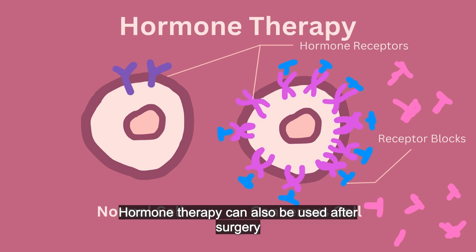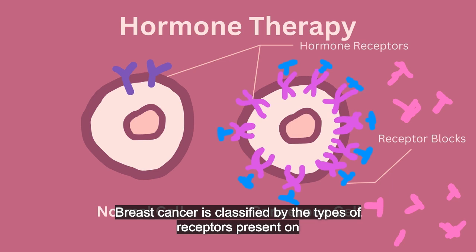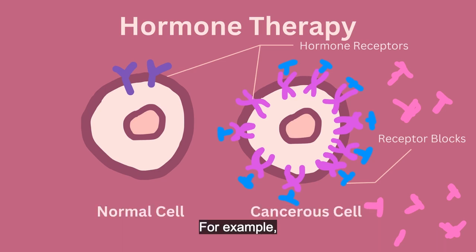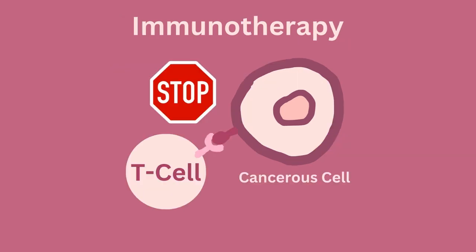Hormone therapy can also be used after surgery to decrease the risk of cancer coming back. Breast cancer is classified by the types of receptors present on the cancer cells to determine which treatments may be most effective. For example, triple negative breast cancer means the cells do not have any receptors and hormone therapy is not an option for treatment.